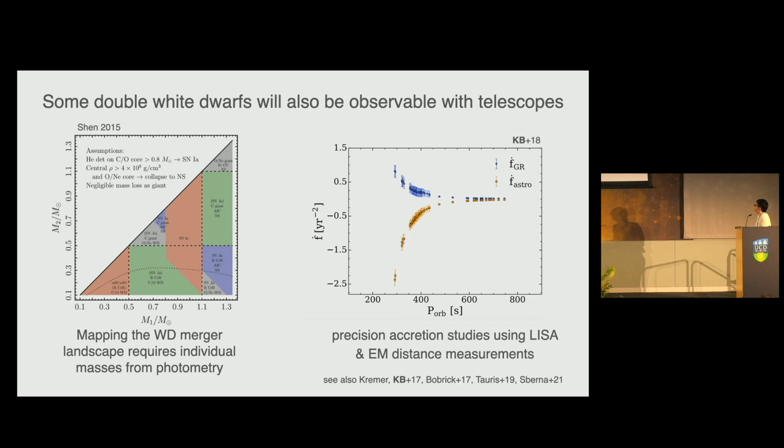Good. And then finally, LISA will be able to give us orbital evolution measurements, these f-dots. And if we get an EM distance measurement, we can map out the f-dot to GR and get precision accretion measurements on how things like mass transfer and tides are changing the orbit of double white dwarfs. So LISA's sources for double white dwarfs, both resolved and unresolved, is going to be a huge game changer for understanding astrophysics. And now I say not just double white dwarfs.